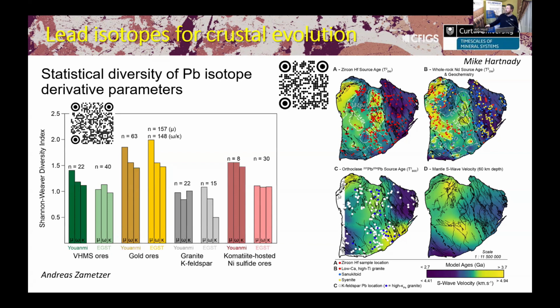If we look at this statistically, what we can do is look at those isotope parameters. You don't need to really worry what they are. They're basically telling us about uranium, which is mu, kappa, which is telling us about the relationship with thorium, and then omega, which is telling us about the relationship between the two of them. We can place some statistics.